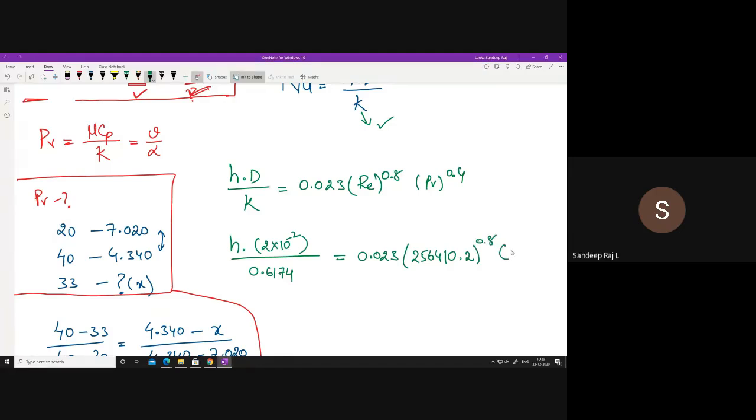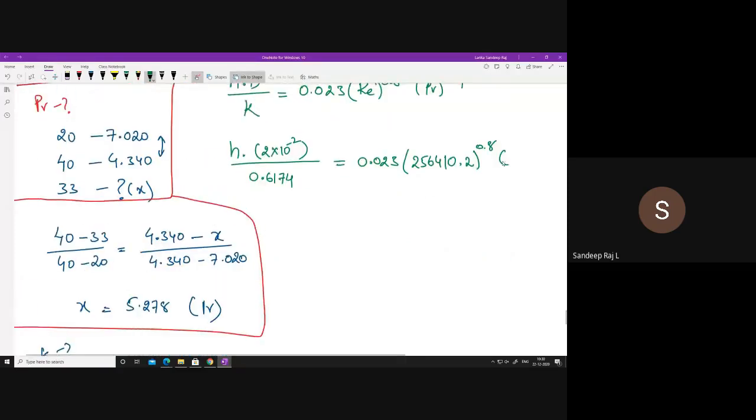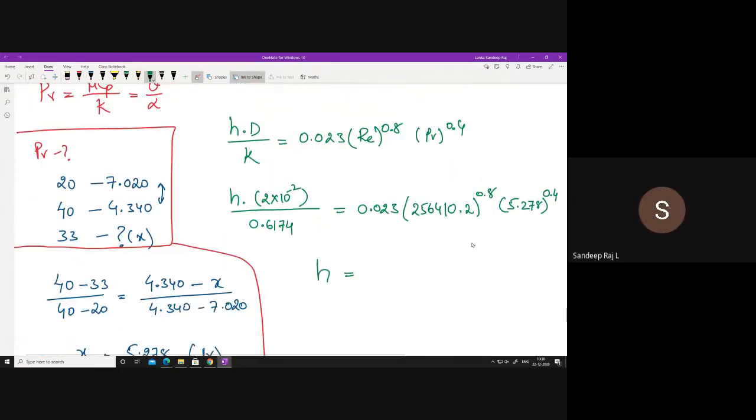Good. What is the Prandtl value? 5.278. Okay. So in this equation, h is unknown. You will calculate it. Tell me what is h. This is 25641.2 power 0.8 into Prandtl power 0.4, and h comes to 29335.7 watt per meter square Kelvin. That is your h value.